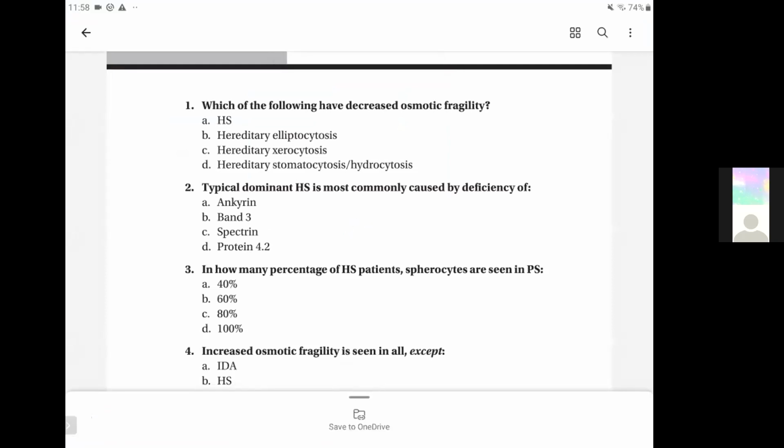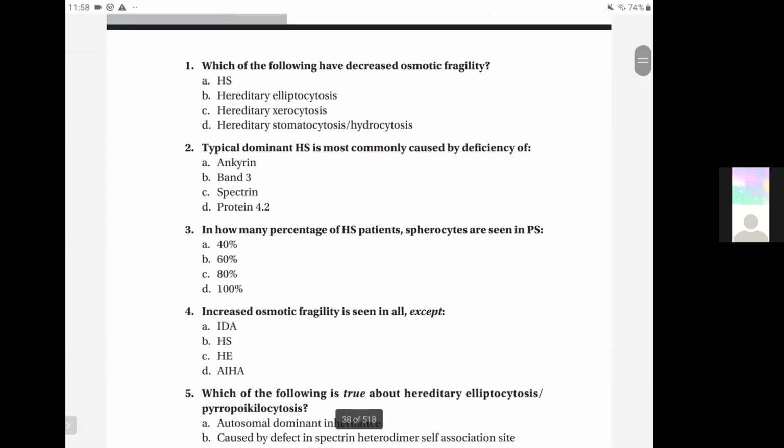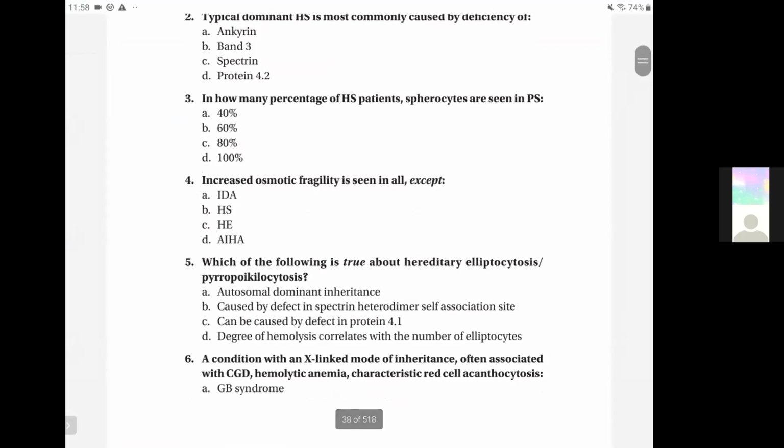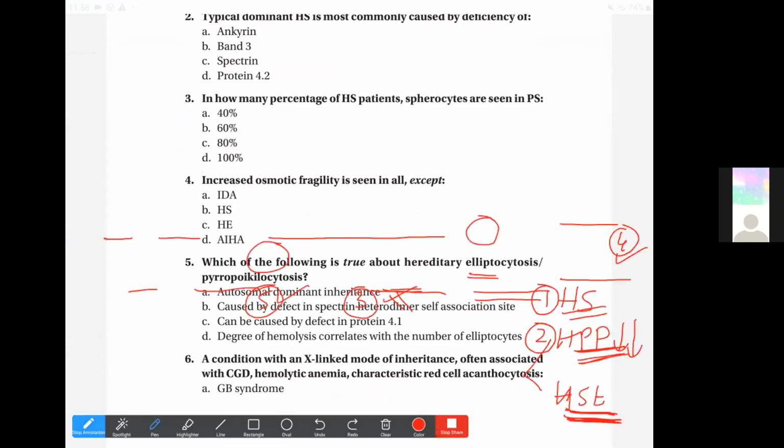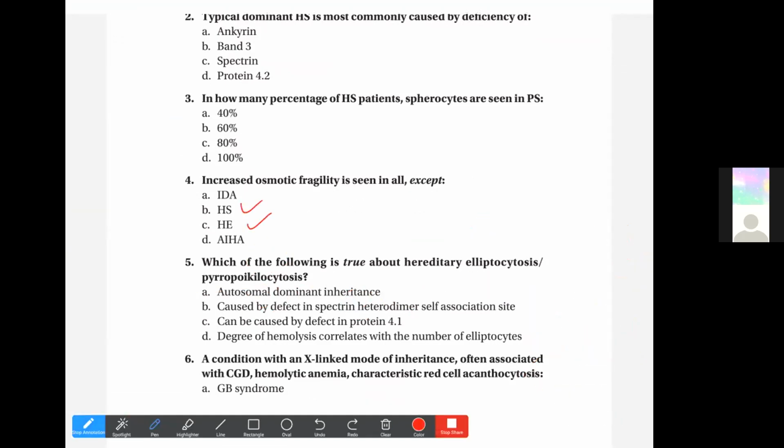So we've gone through all these causes of decreased osmotic fragility and increased osmotic fragility. Now we know that increased osmotic fragility would cause shift of the curve to the right. In this case, hereditary stomatocytosis, hereditary spherocytosis, hereditary elliptocytosis, and autoimmune hemolytic anemia all cause a shift to the right, in which case there is increasing osmotic fragility. So this is seen in all except iron deficiency anemia.